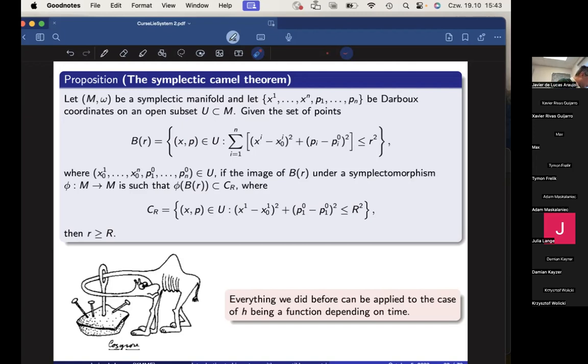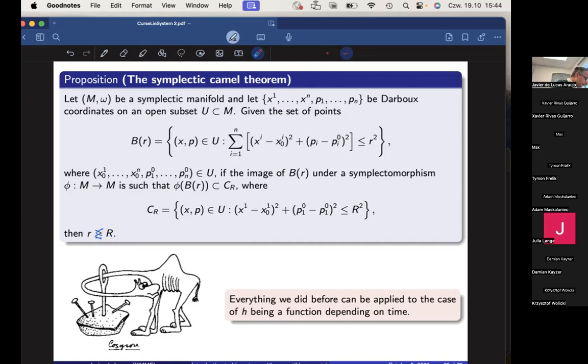Wait a second, I will check. Okay, this is the thing. It has to happen. This is the other way, sorry. Okay, it has to happen that this radius must be always bigger than r. That means that this thing cannot be made as small as you wish.